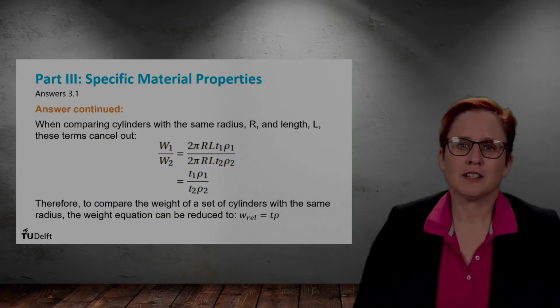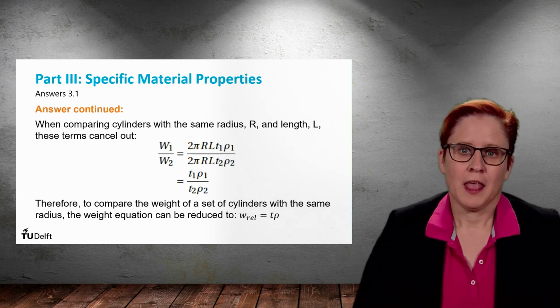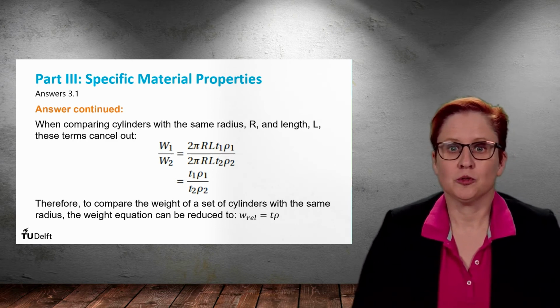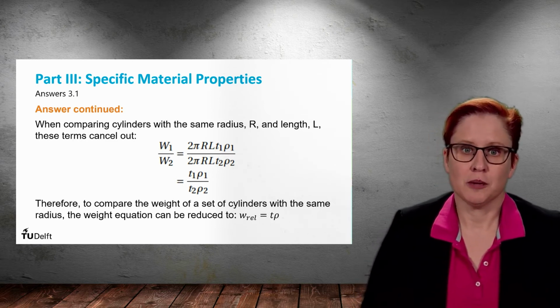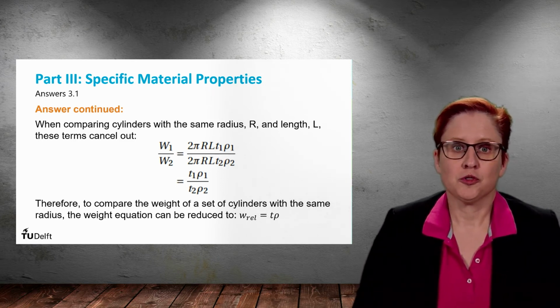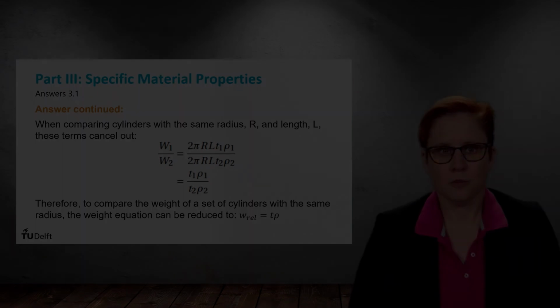When comparing cylinders with the same radius R and length L, these terms cancel out. So, resulting in W1 over W2 being equal to T1 rho 1 over T2 rho 2. Therefore, to compare the weight of a set of cylinders with the same radius, the weight equation can be reduced to: the relative weight is equal to the thickness T times the density rho.